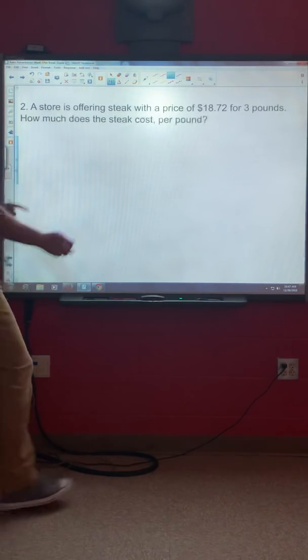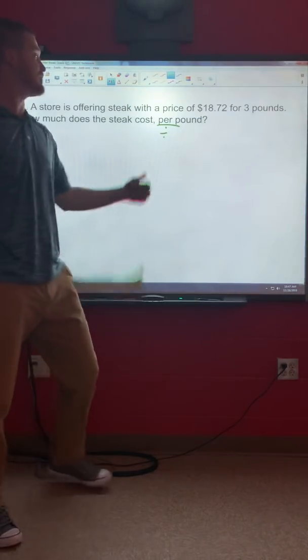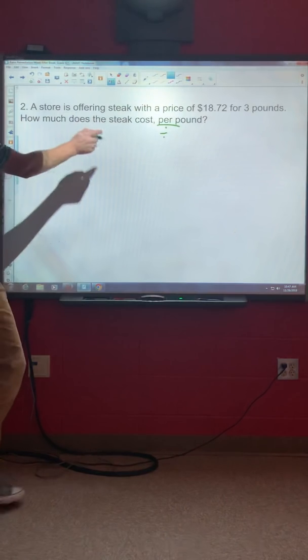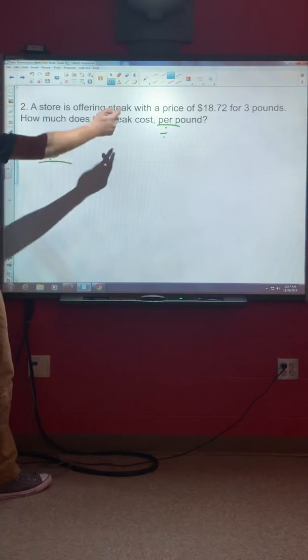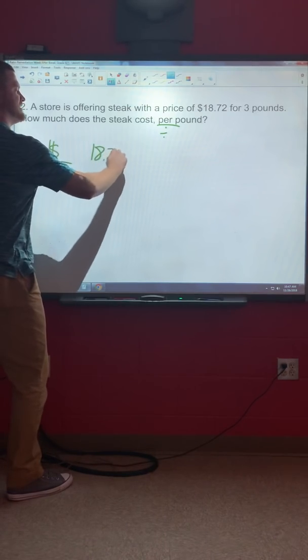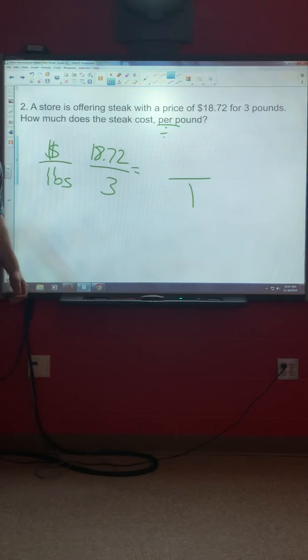Number 2, we see this word per. Per means it's going to be unit rate. It's basically a division problem. Per pound means we're going to be dividing by pounds if we set up our ticket correctly. So in that, we have money over everything, in this case, money over pounds. How much money? Well, it's $18.72 for 3 pounds. We don't care about that. We're looking at what it is for just 1 per pound.